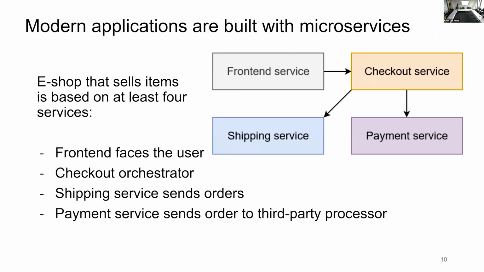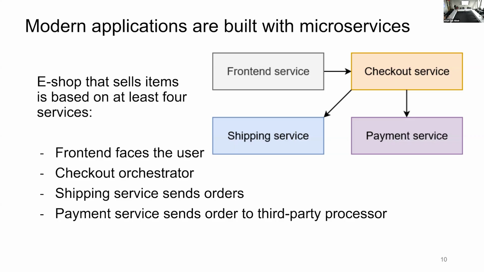Apologies. Modern applications are usually built with microservices. Let's take an example of an e-commerce platform made with multiple services that showcases the problem we run into. We have a front-end service that is exposed to the end client, the HTTP client. In the backend, we have a checkout service that orchestrates the whole checkout process. And for example, we have a shipping service that sends the orders and a payment service that is responsible for handling the credit card information, sending it to the third-party processor.